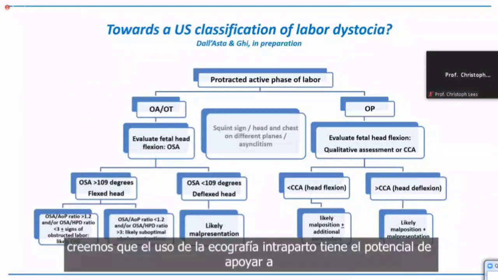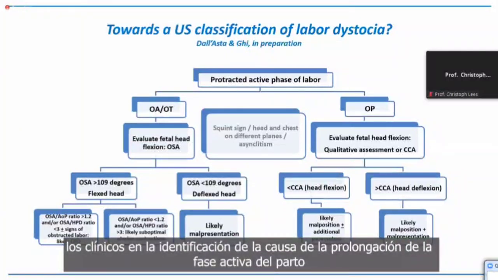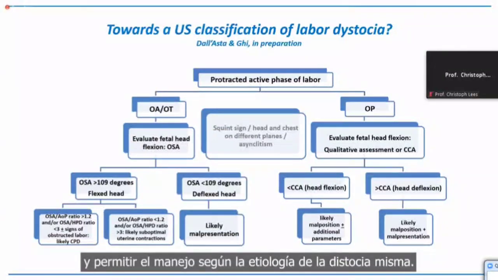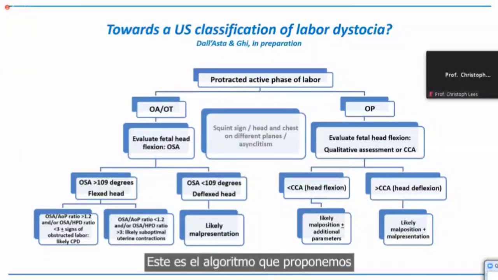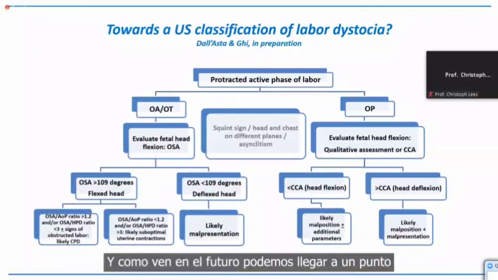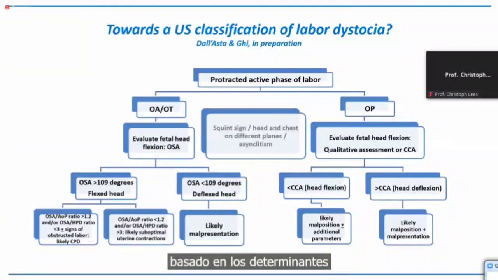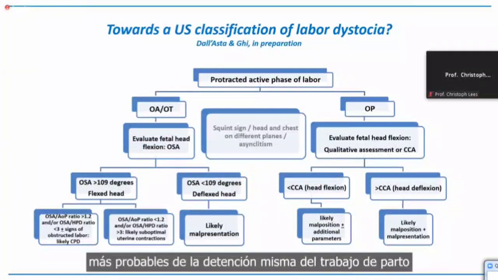In such context, we believe that the use of intrapartum ultrasound has the potential to support clinicians in identifying the cause of a protracted active phase of labor or a labor arrest during the second stage, and allow an etiology-based management of labor dystocia itself. This is the algorithm which we propose for the ultrasound-based classification of labor dystocia. And as you can see, in the future, we may come to a point where improved knowledge on ultrasound in labor could allow an individualized labor management based on the most likely determinant of the labor arrest itself. We just need to wait and see whether this approach could lead to improved labor outcomes for our patients and also for their babies.